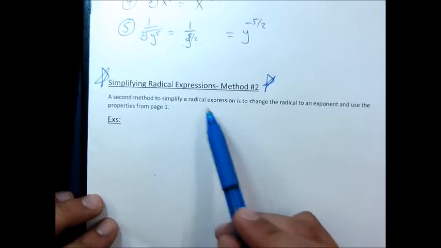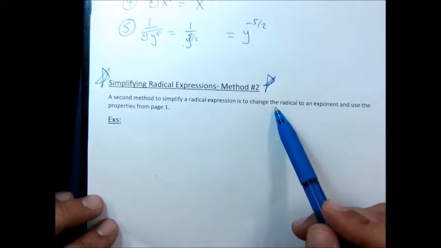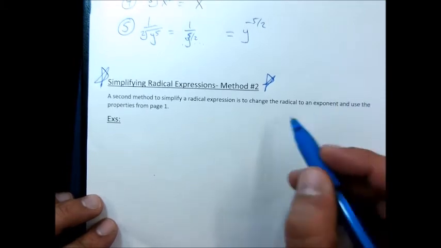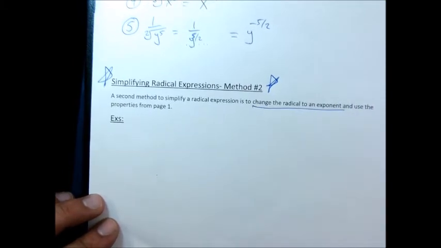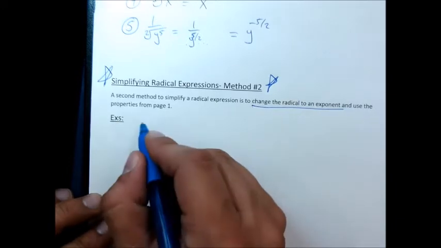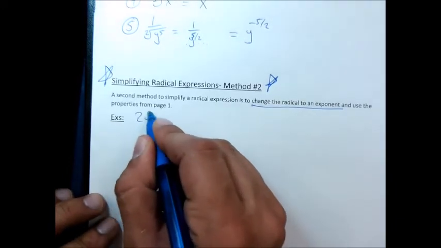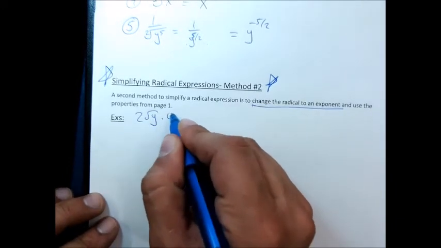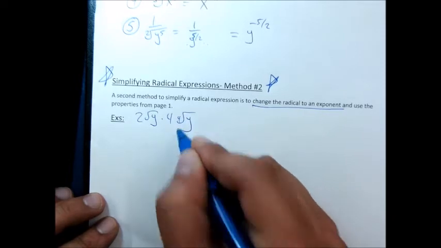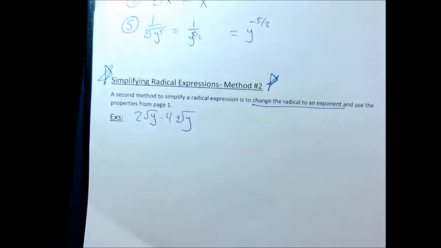Okay, so that's what I wrote here. A second method to simplify a radical expression is to change the radical to an exponent and use the properties from the last page. So for example, if we have 2 square root of y times 4 fourth roots of y, we can multiply the 2 and the 4 together right now, but that's all we can really do. Because let me ask you this, why can't we combine those together into a single radical?